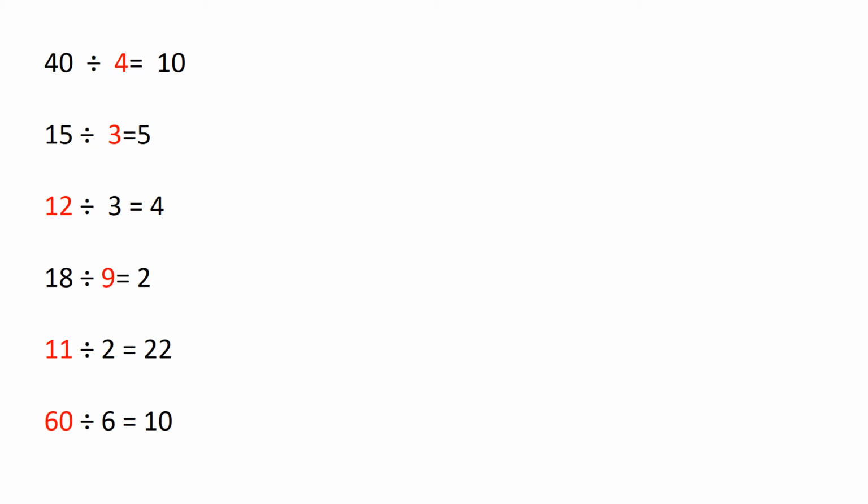So for the first one, I used my 10 times tables, and I knew that 10 times 4 was 40, so the missing number is 4. The second one, I used my 5 times tables and kept counting until I got to 15. And 5, 10, 15, so I knew the missing number was 3, because 3 lots of 5 make 15. The next one, because it was the first number that was missing, I knew to do a times, so I went 3 times 4 is 12.